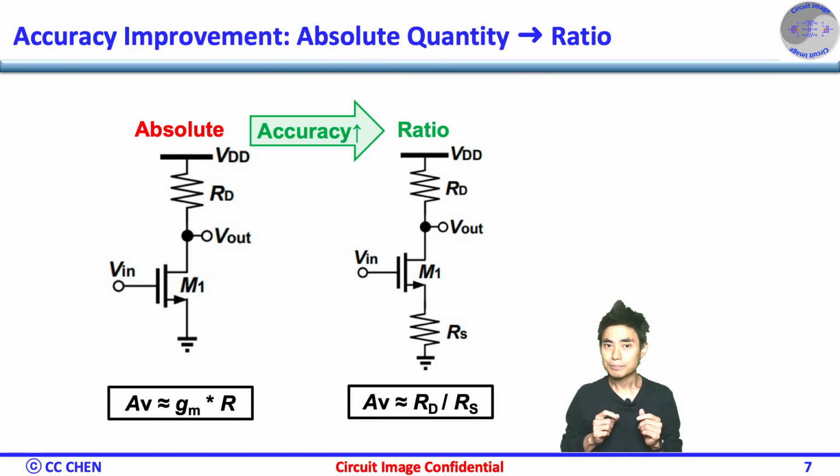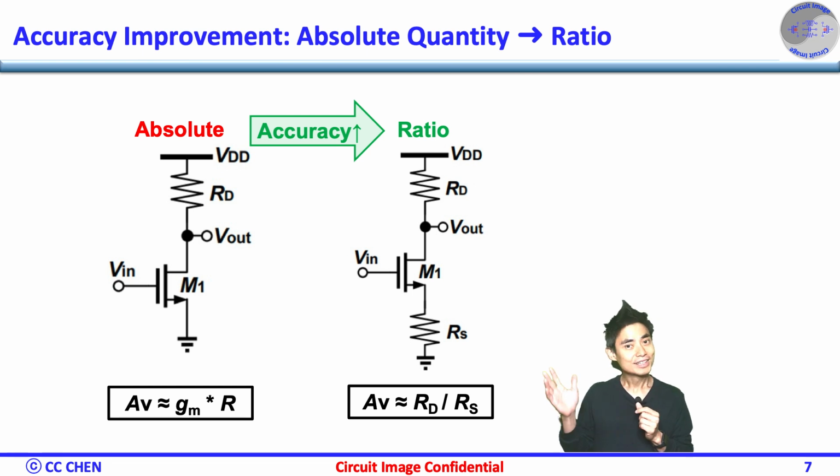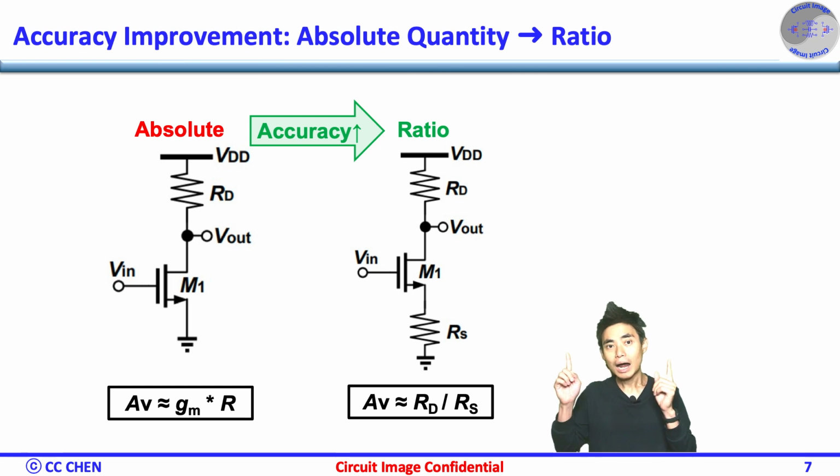A very simple example from the Microelectronics 101 is the common source amplifier. Even if the gm of the active device is ideal, the gain of gm times R will vary plus minus 20%. For example, if you put a source degenerated resistor at the source of the transistor, then the gain would be the ratio of RD over RS, which would have a much higher accuracy or much less variation than the 20%.